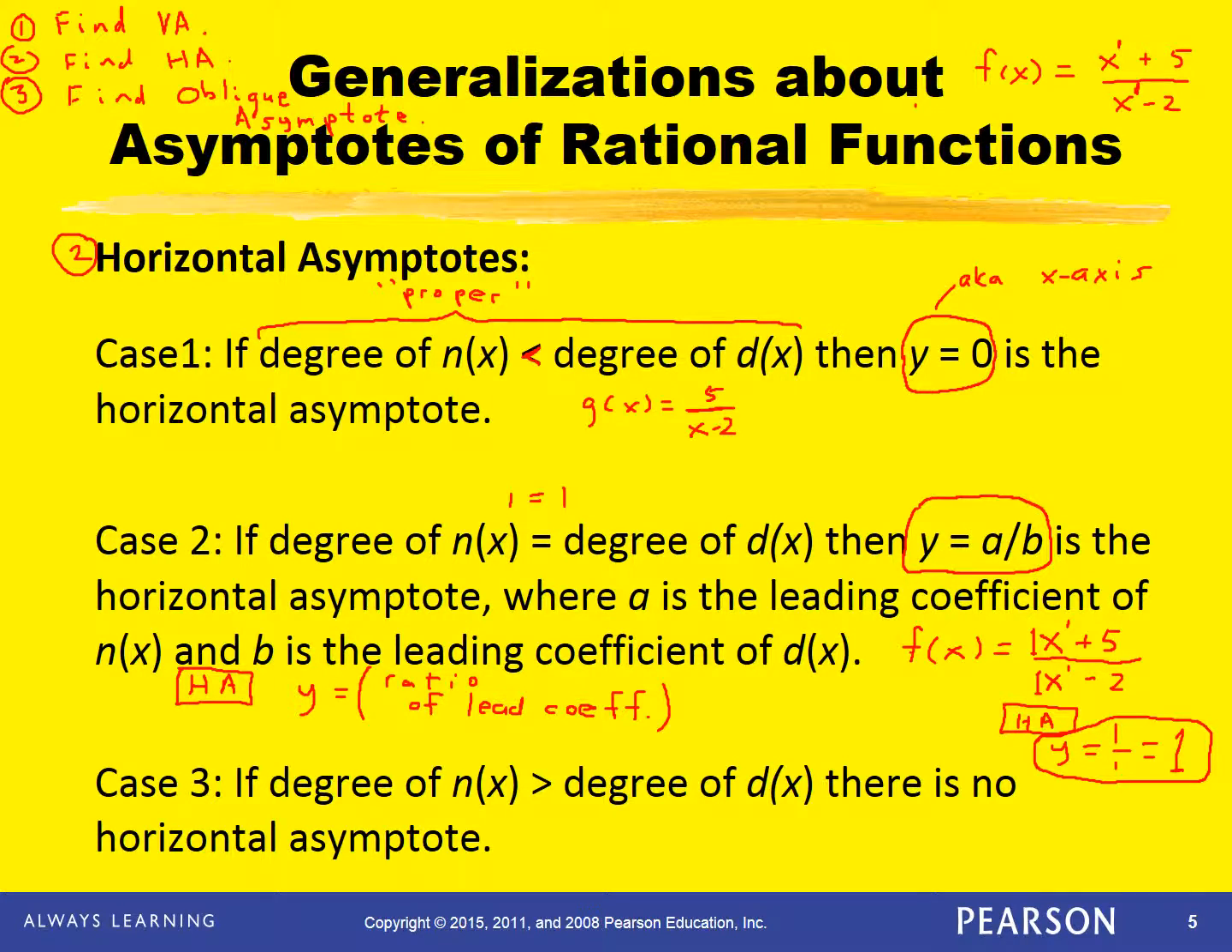Third case is really easy. If the degree of the top is greater than the degree of the bottom, then there just is no horizontal asymptote. And so if you're asked to provide one, your answer is there isn't one. And so all three cases are easy. They're automatic. You look at your rational function and you know the answer without even calculating anything.